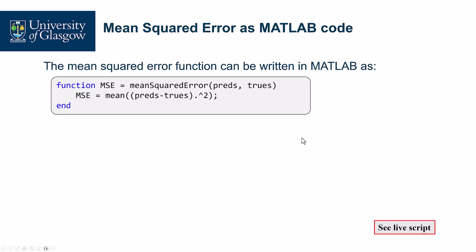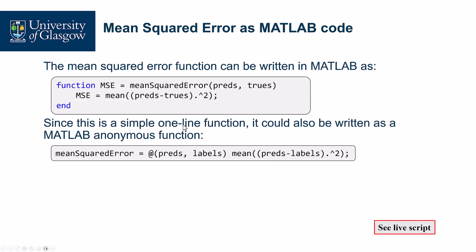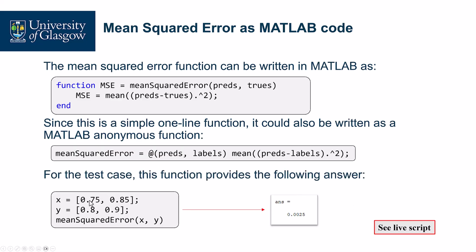Because this is one line, I can also write it in the anonymous function format. We follow this syntax, add the input, and we write the function body here, right? This will go to the function name. Then we can use this function, we put x and y here. This is the answer. For more details, you can see the live script.